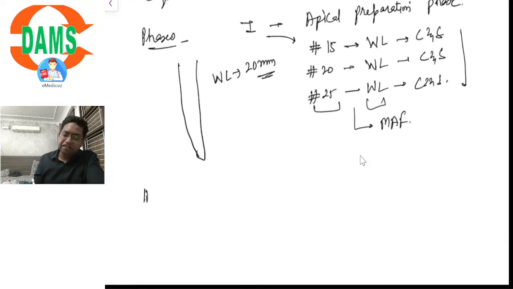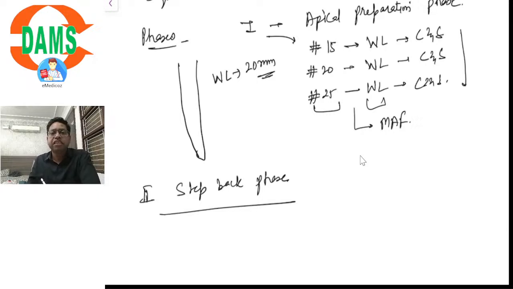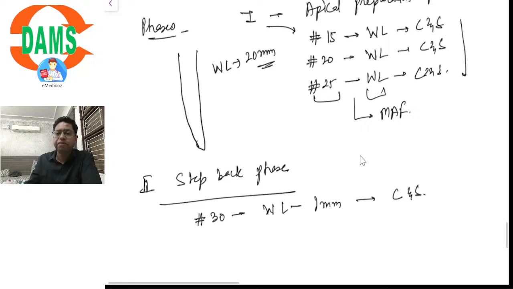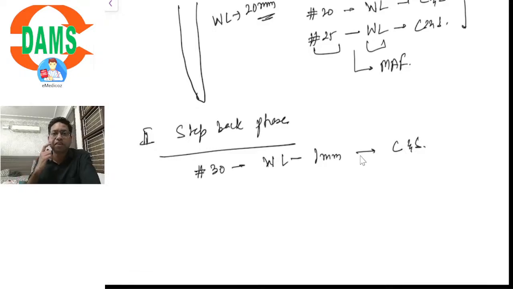Now the second phase is step back phase. As the name indicates, step back. The next higher size after 25, that is 30, is taken to 1 millimeter short of working length, and we do cleaning and shaping. We are stepping back from the apex. So each subsequently larger file would be taken 1 millimeter short from the working length. Next would be 35. It would be taken 2 millimeter short from the working length, or 1 millimeter short from the previous file.